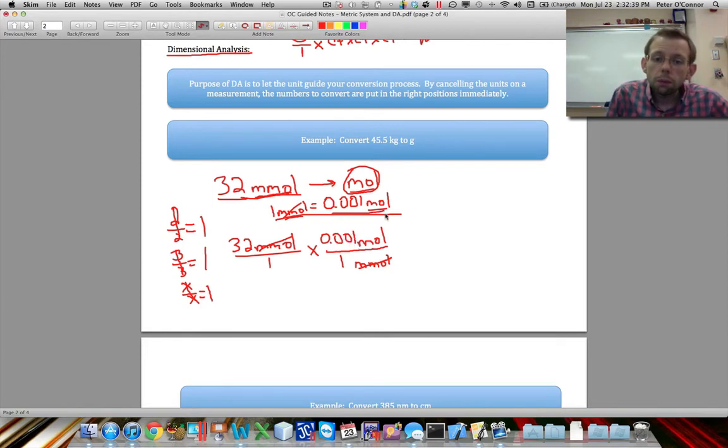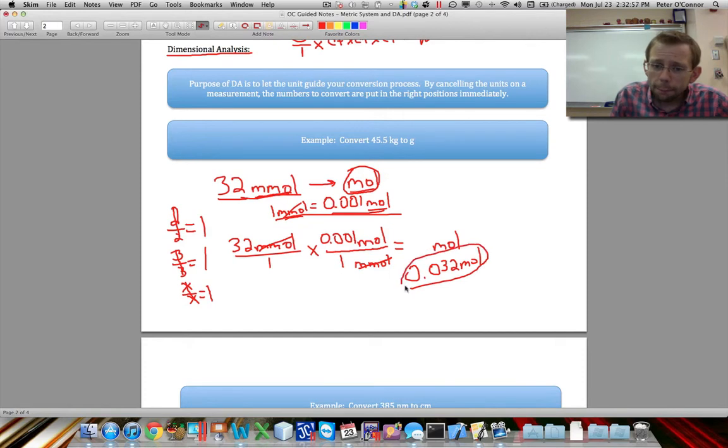Because it went with the mole. And do I have what I want? Heck yeah, I do. I got mole. Alright? So now I got 0.032 moles. Take it to the bank. Booyah! Kick time! How do I know how to do that?